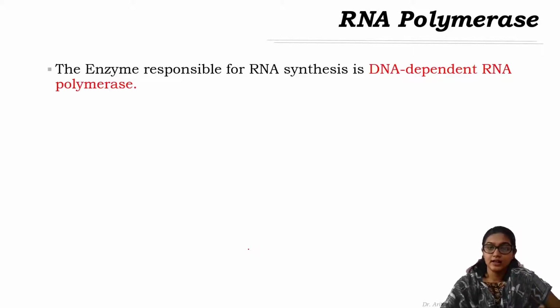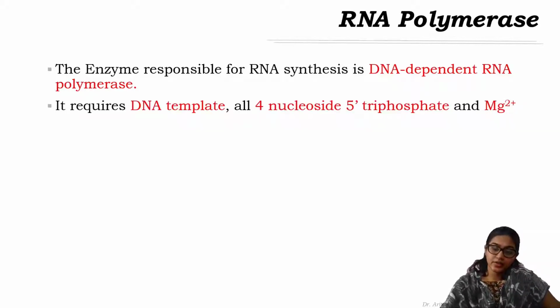Now let's see what the important enzyme is. Obviously it is RNA polymerase, and because this RNA polymerase is dependent on the template strand, the RNA is synthesized based on the template strand of DNA. It is also known as DNA-dependent RNA polymerase. The requirements for the enzyme function are definitely one template DNA strand, all 4 nucleotides and magnesium ion.